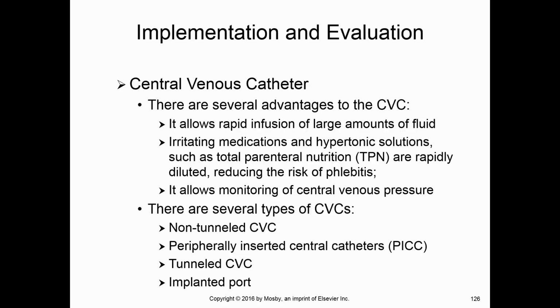A central venous catheter allows large infusions. We can use just about any type of solution in there without worrying about hurting the vein. In addition, it also allows us to continuously monitor venous pressures, which is a great thing for these really super sick people in the ICU. Here are four different types of central venous catheters: the non-tunneled, the peripherally inserted one, or the PICC line, which is one that specially trained nurses can put in, the tunneled, and the implanted port.